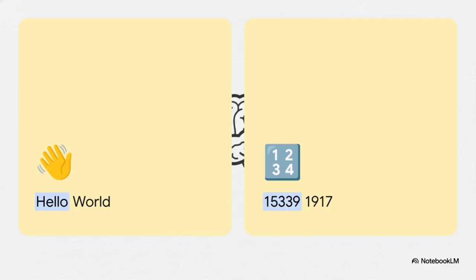When you type a simple phrase, like hello world, the AI doesn't see words at all. Instead, it sees sequences of numbers, things like 15339 and 1917. It literally translates our language into numerical tokens, functioning almost exactly like a secret numerical code.